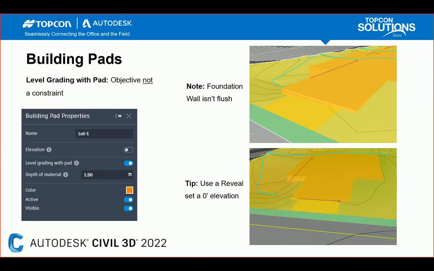So building paths. These are objectives. The level grading with pad, as I previously said, is an objective, not a constraint, so it'll try to. You can see on these screenshots the level grading with pad has been set on, and you'll notice that the foundation wall isn't flush with that FG surface. One thing you can use is a reveal and set the elevation to 0. Reveal hides or shows the elevation, and if you create a reveal and set it to 0, that is now a constraint that the surface needs to meet.